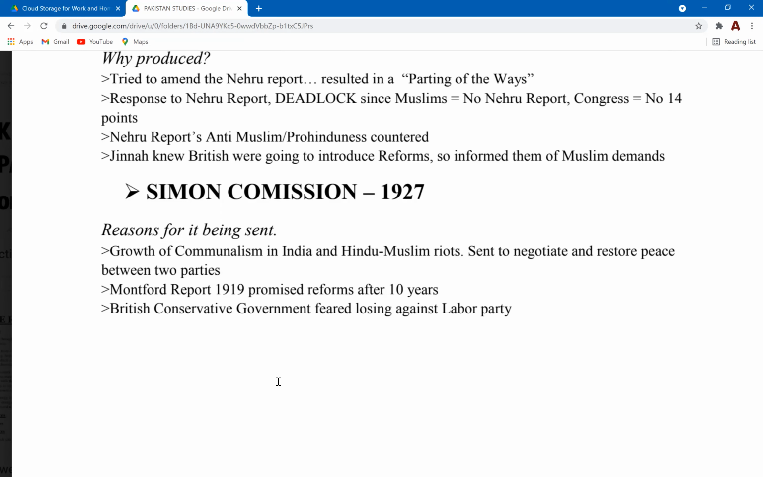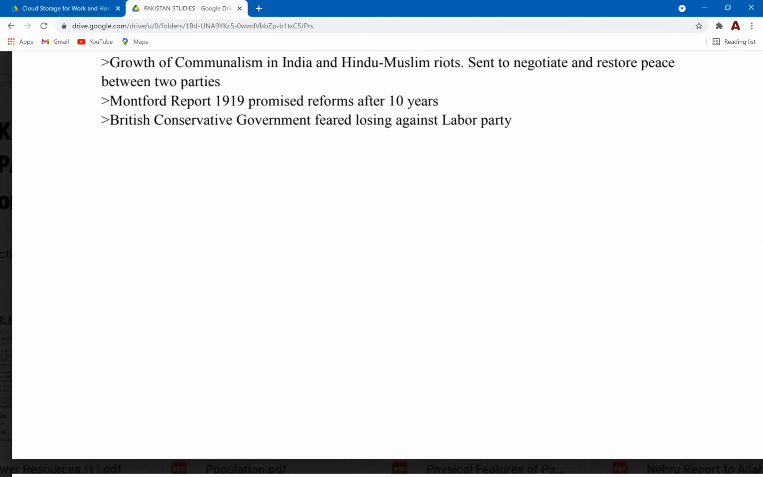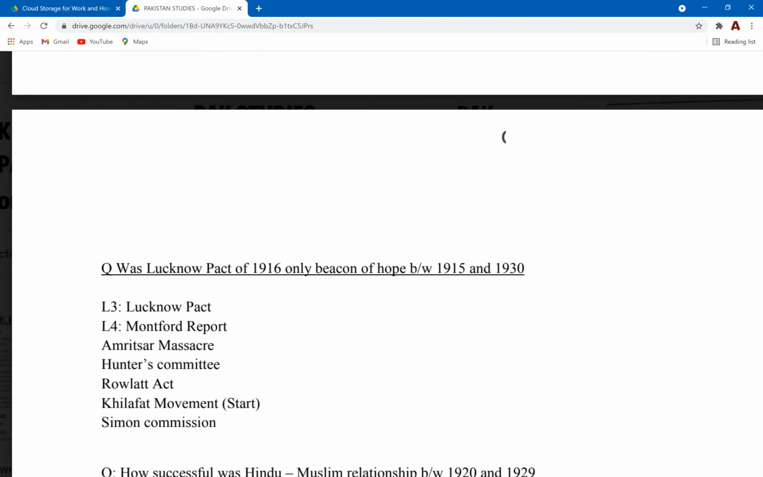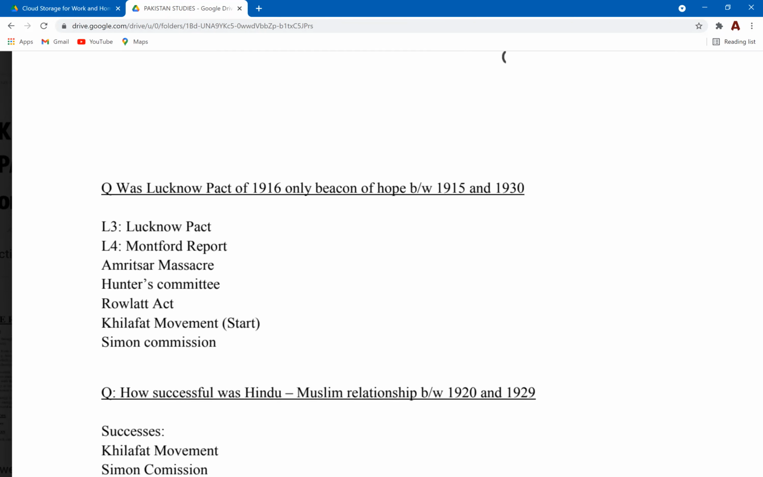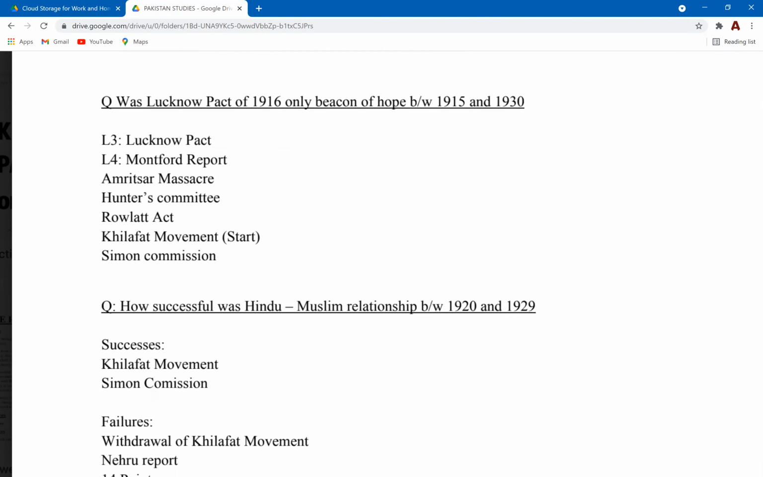Another reason for sending the Simon Commission was that the British Conservative Party was losing against the Labour Party, and they wanted to give more concessions to the Indians for the time they were in power. So these were the 3 reasons why the Simon Commission was presented. It was opposed by the Indians. Because there was no Indian in the commission, they felt they were being threatened and that the British were just trying to dominate over them. This is why they rejected the Simon Commission.